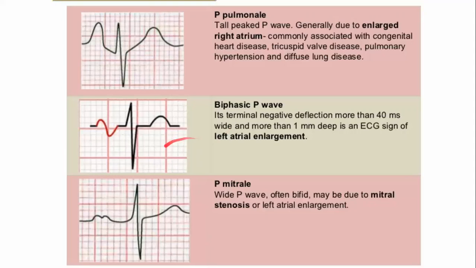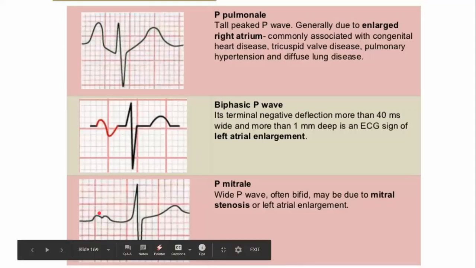Then we can see evidence of a notched P wave. That's P mitrale. Okay, mitral stenosis can cause P mitrale or left atrial enlargement. But for the boards, I think I've always seen it associated with questions asking about mitral stenosis. So I wanted to throw those in.